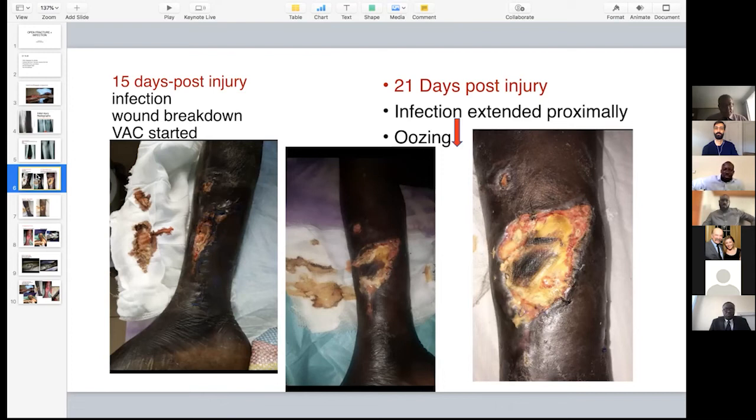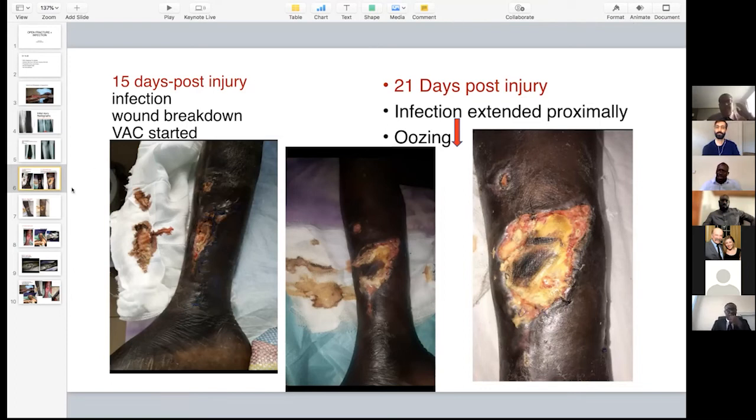Approximately 2 weeks post-injury, he had infection, necrosis of the overlying skin and tissues. There was wound breakdown. At this juncture, there was a lot of seroma coming out from the wound. So we locally improvised a VAC device using the suction device we had on the ward and used some other impermeable dressings and some foam. We kept him on that improvised VAC dressing for about another week or so. And this was the wound 21 days post-injury.